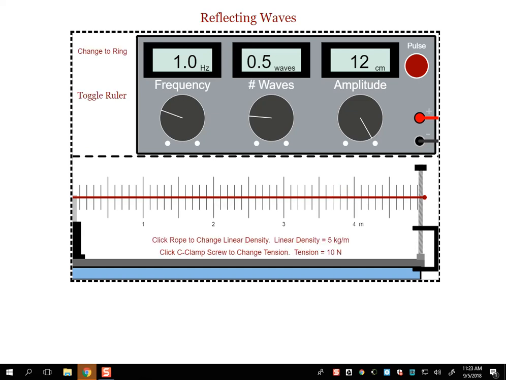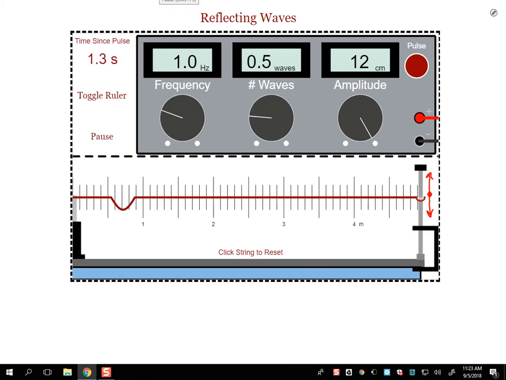So let's reset this, and now instead of a fixed end, I'm going to change it to a ring. I'm not sure how well you can see this, but instead of being a knot, it's a ring that would allow this end to move up or down along that pole, which means it is not fixed. This is called a free boundary. Again, we're going to send half a wave, and you can see it has negative displacement, or a negative amplitude, and we'll watch what happens. As it reflects, it maintains the amplitude that it came in with.